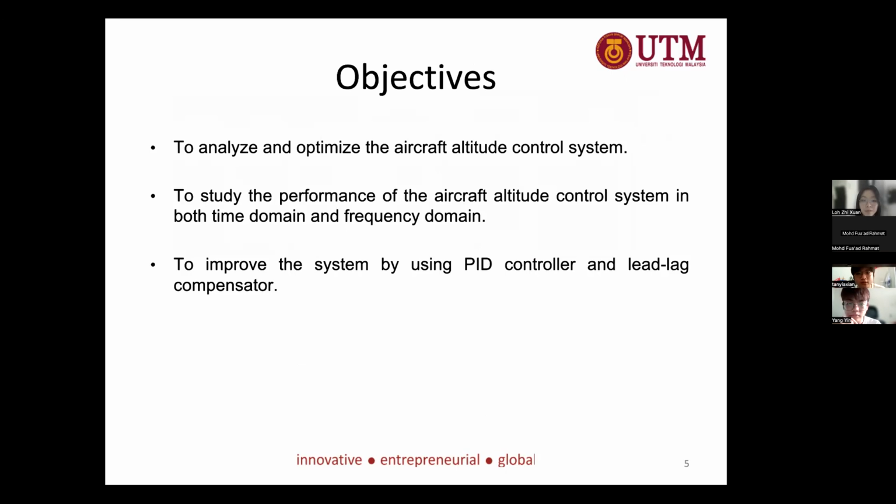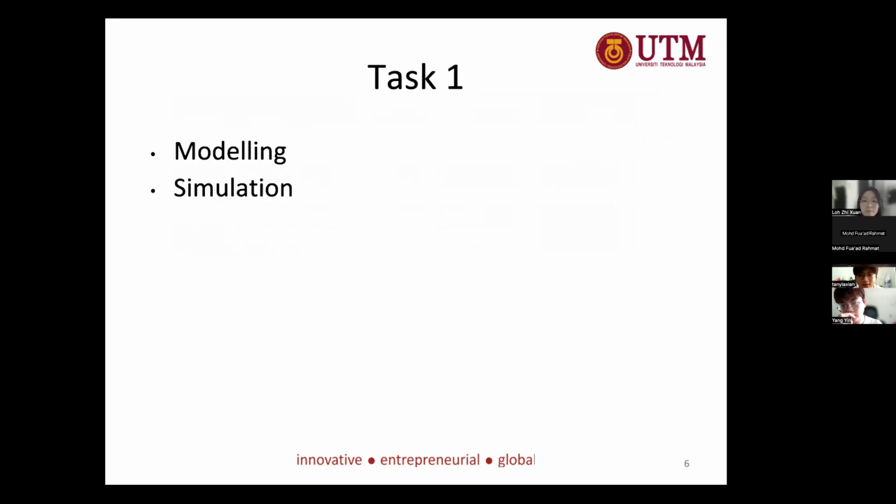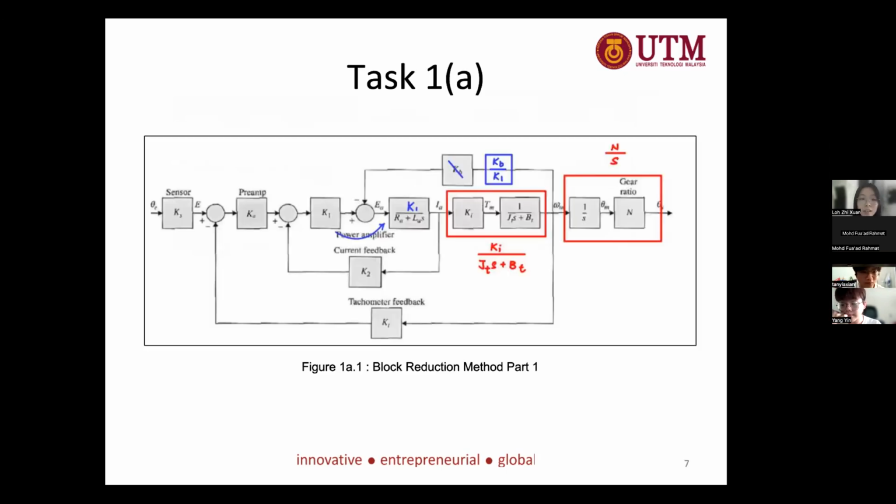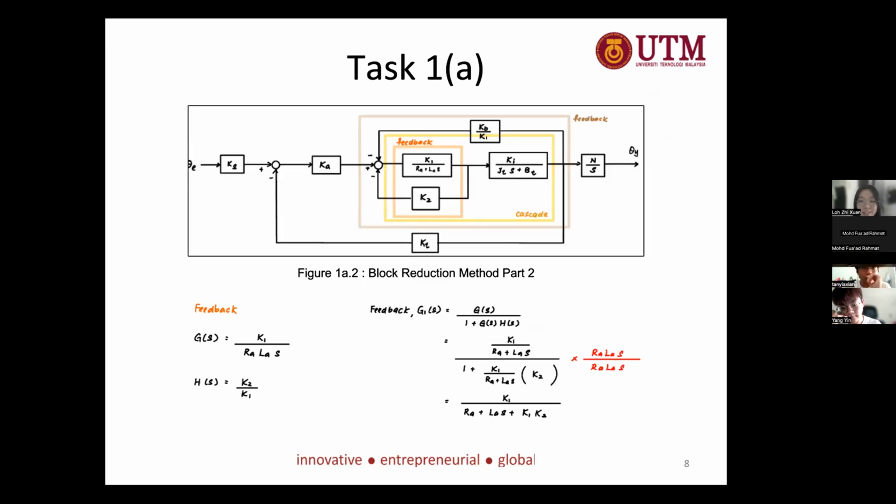So the objective of our assignment is to analyze and optimize the aircraft altitude control system, to study the performance of the aircraft altitude control system in both time and frequency domain, and also to improve the system by using the PID controller and also a lead lag compensator. Next. So in task 1, the equation is successfully shown by using the block reduction method, and these are the steps of getting the equation.